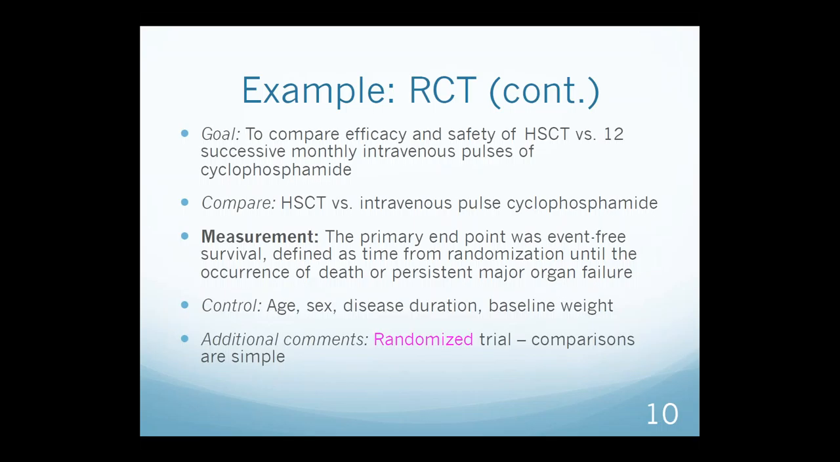And they are using two arms, the stem cell and the intravenous pulse cyclophosphamide, right? And their primary endpoint was event-free survival, and they define it as time from randomization until the occurrence of death or persistent major organ failure. They controlled for age, sex, disease duration, and baseline weight. And as it is written in the title, it's a randomized trial. And because it's randomized, comparisons are simple because you already controlled for many things.